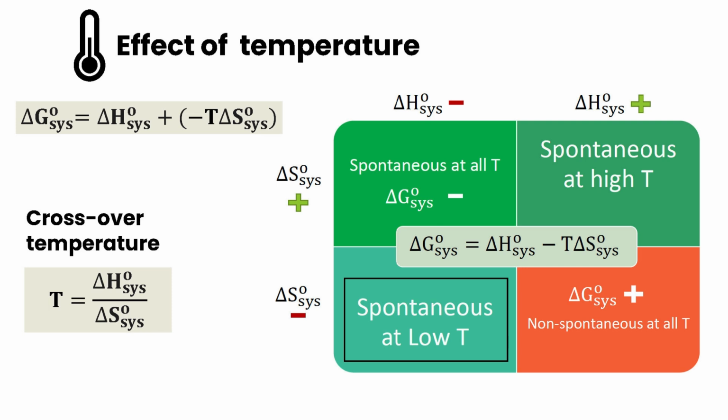Right. At low temperature, T is small, so the positive T delta S term is small. The negative delta H term dominates. Delta G is negative. Spontaneous at low T, like maybe condensation, exothermic but more ordered. Condensation is a good example. Spontaneous below the boiling point.